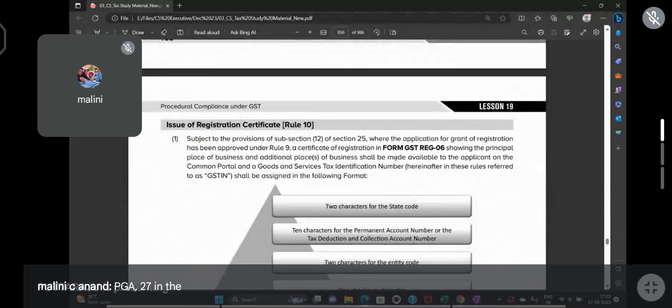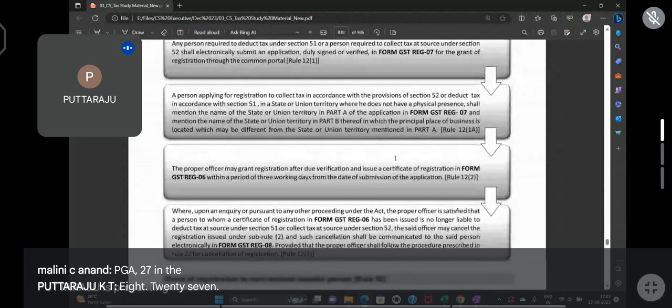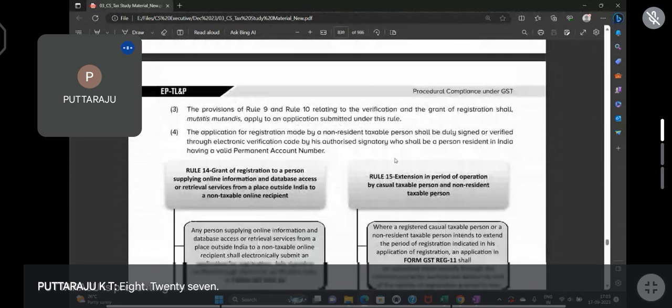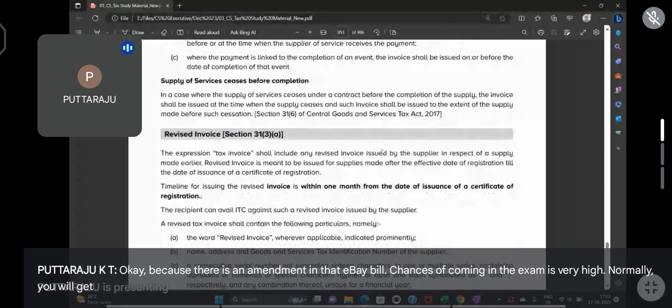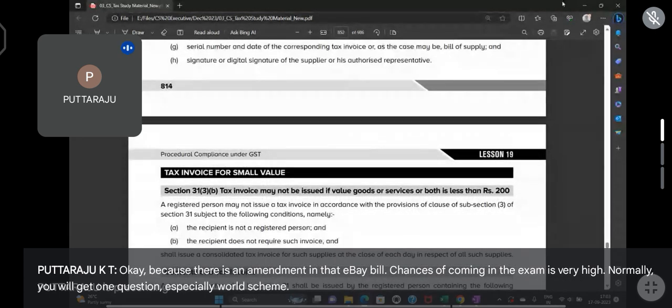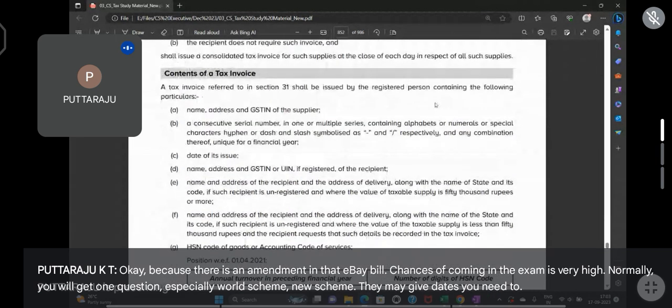Chances of coming in the exam is very high. Normally you will get one question, especially for the old scheme. For the new scheme, they may give dates. You need to calculate the validity period.